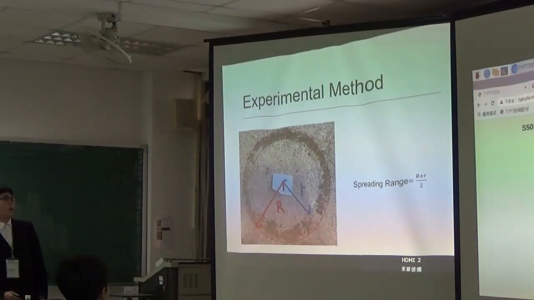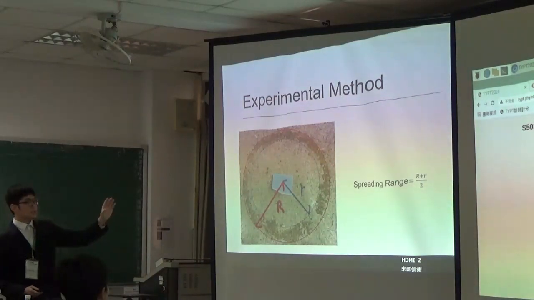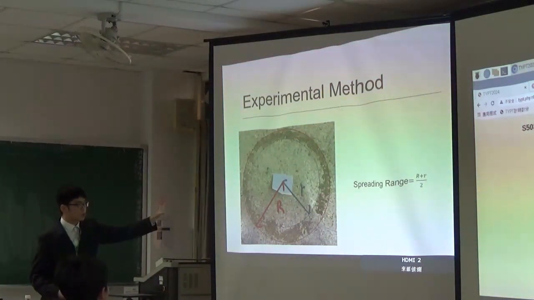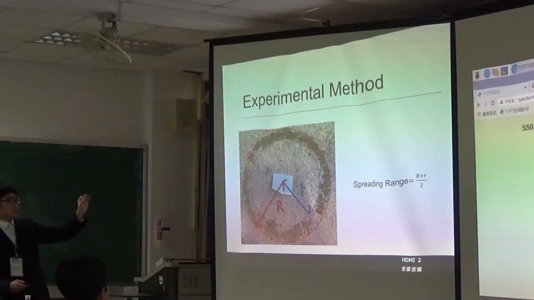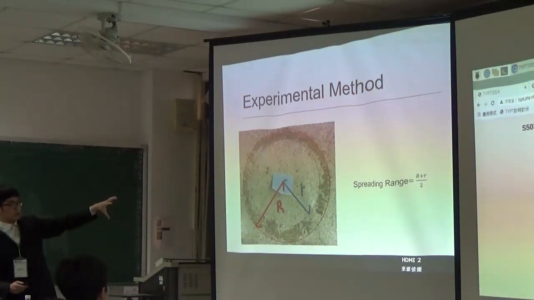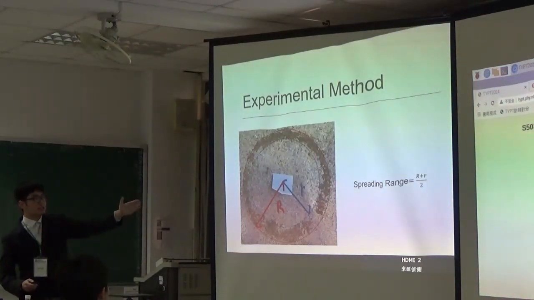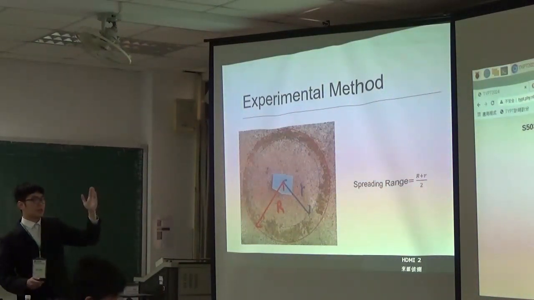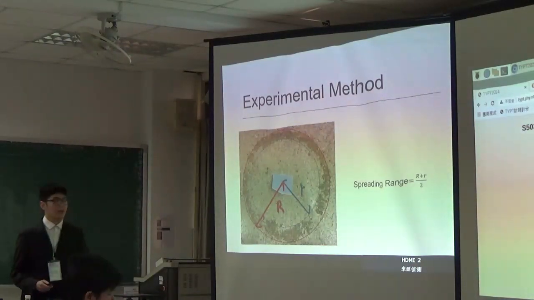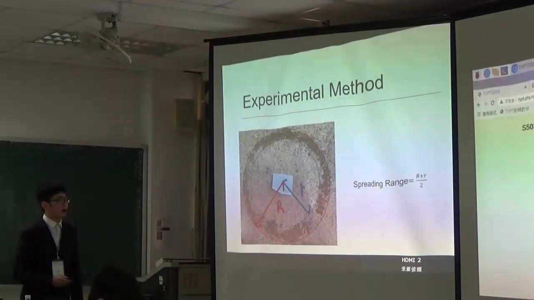And this is my experimental method, and this is what the result will be. You can see that there will be an inner and an outer circle, and I define the radius of the inner circle as smaller r, and the radius of the outer circle as capital R, and I define the spreading range as the smaller r plus the capital R divided by 2. And I will explain this more in the discussion part.